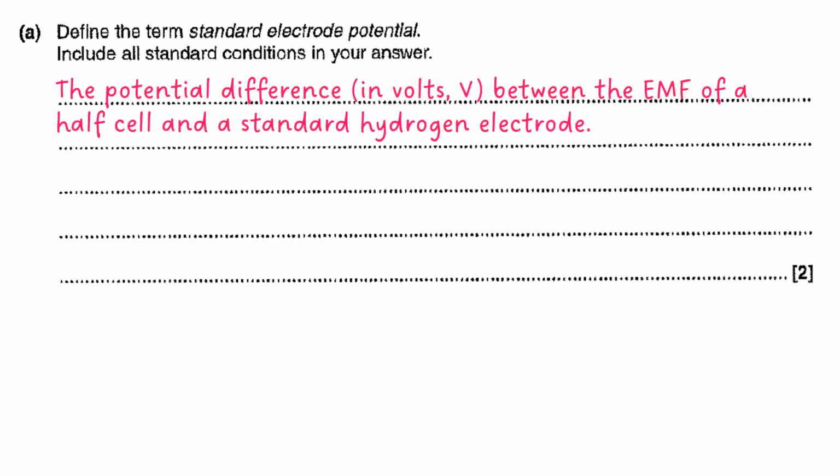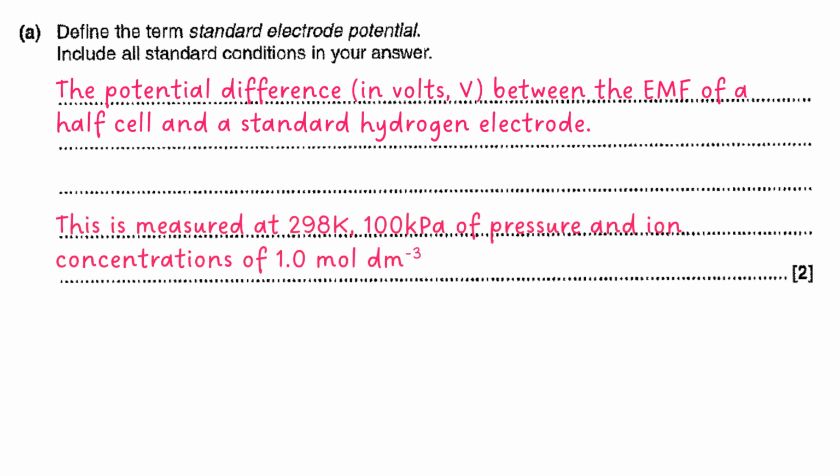So what is a standard electropotential? It's basically the difference in volts between the electromotive force of a half cell and that of a standard hydrogen electrode. So the electromotive force is basically the force pushing the electrons around a circuit. It's measured in volts, and each individual half cell has a slightly different EMF, or as we say, standard electropotential. So it's just the difference between them.